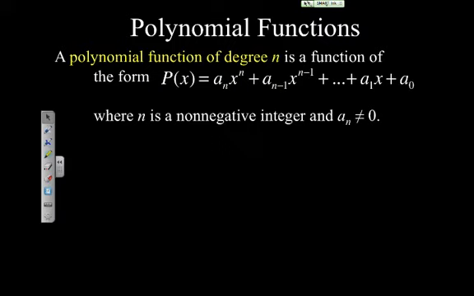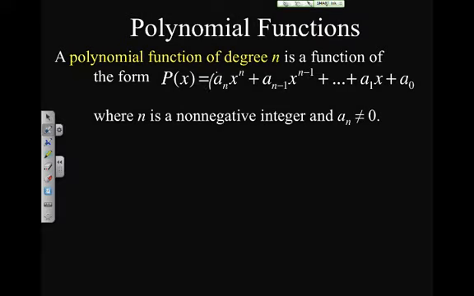The biggest thing that people need to understand when they see this is simply that all of those a values are numbers. So when you see a sub n, a sub n minus 1, a sub 1, a sub 0, all of those are simply constants. They're simply numbers. And then x to the nth power is just some power, and then this is a power 1 less, and then a power 1 less, and 1 less.